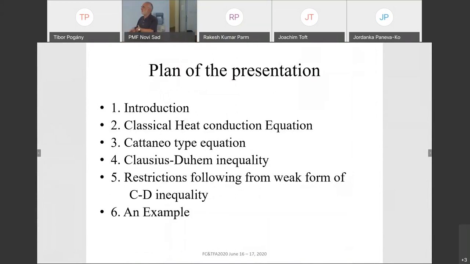The plan of my lecture is the following. First of all, I will tell something about the heat conduction equation, then I'll talk specifically about the classical heat conduction equation. Next, I will talk about the Cattaneo type equation. And then, before I go to the generalized heat conduction equation, I will talk about the Clausius inequality, that is, the restrictions on constitutive equations that are imposed by the second law of thermodynamics. That is the fifth part of my lecture. And at the end, I will give an example, just a sketch of an example, of a generalized heat conduction equation.